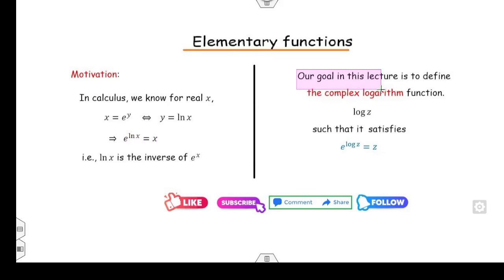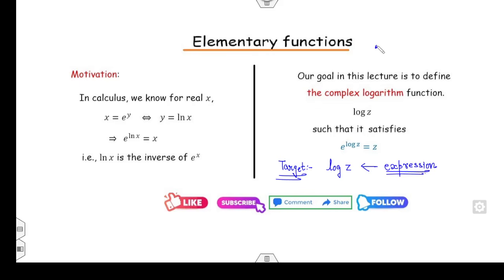Our goal in this lecture is to define a function, let's say log of z, such that e raised to power log z is equal to z. That means our target is to find the expression of log z.